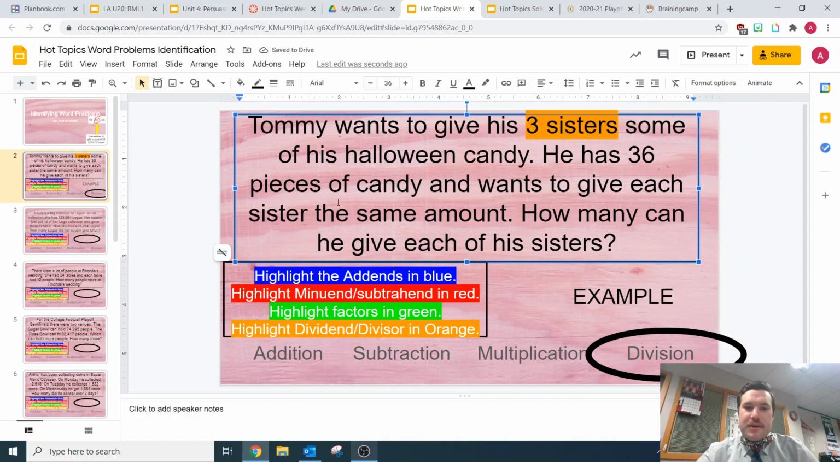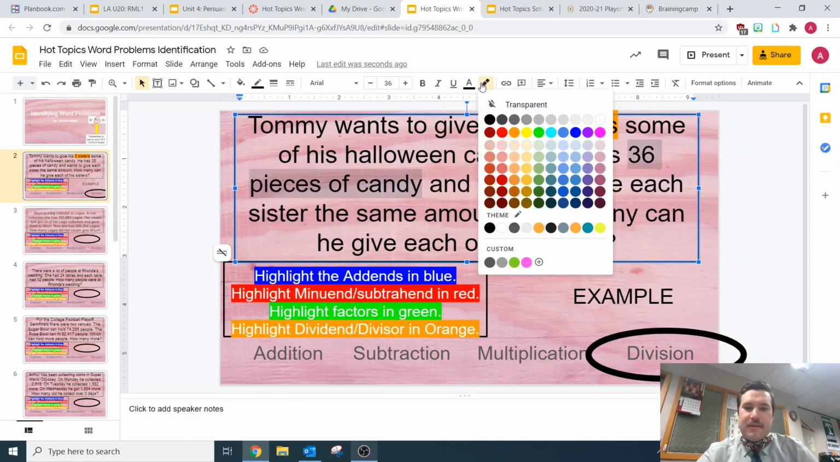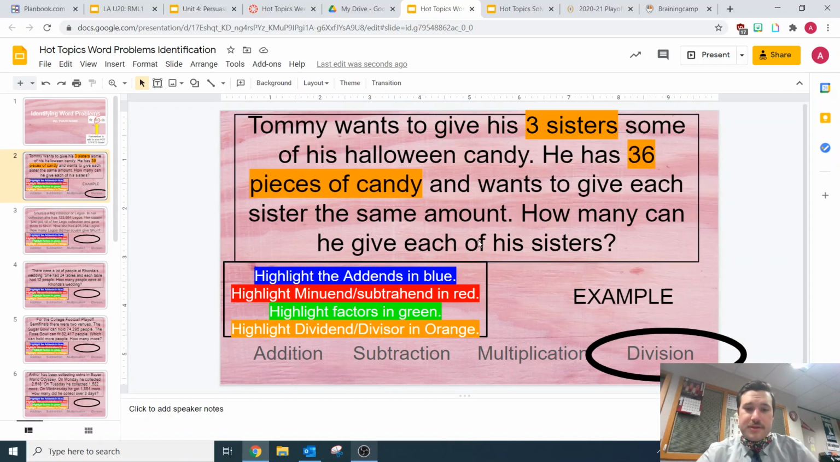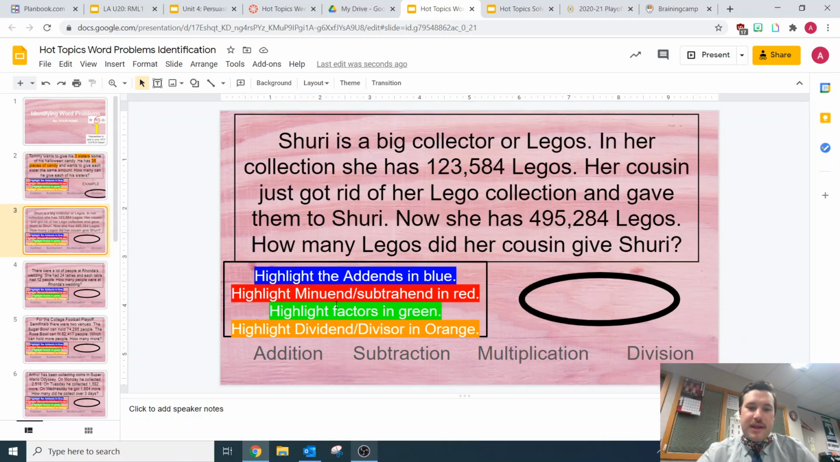And he has 36 pieces of candy and wants to give each sister the same amount. So he's splitting up his 36 pieces of candy. So that's our dividend. Not only do you need to make sure that you are circling, also make sure that you are highlighting here in the problem. So you're going to go ahead and do this. Make sure you're circling and then highlighting in the appropriate color.